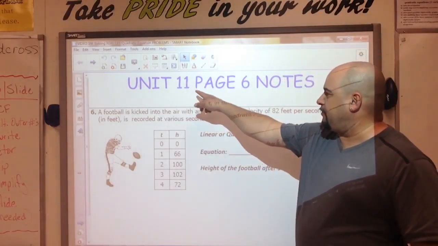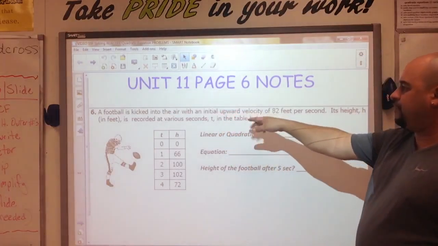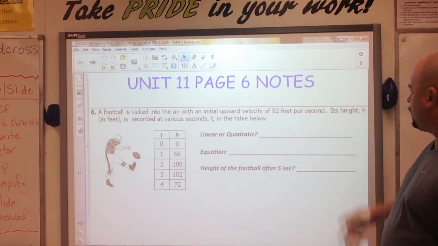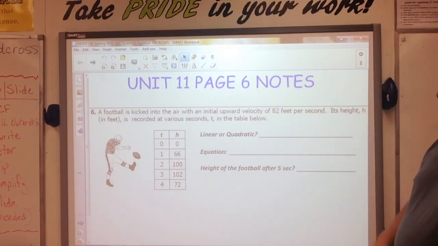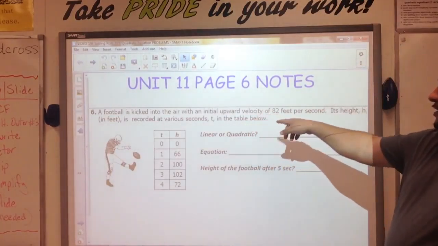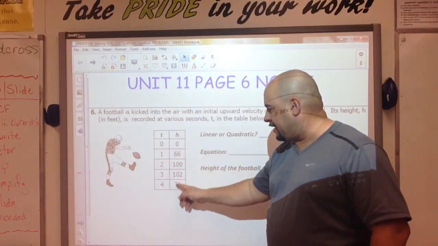So, Unit 11, this is page 6 of the notes. It says the football is kicked into the air with an initial upward velocity of 82 feet per second. Its height, in feet, is recorded at various seconds, t, in the table below. So here's the time and here's the height.